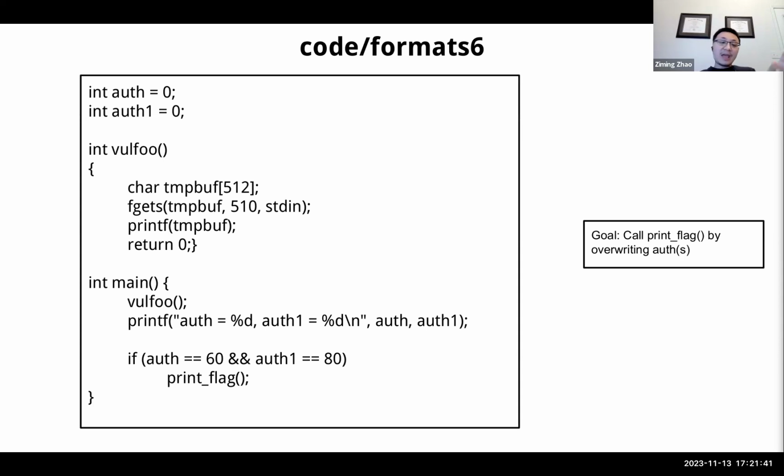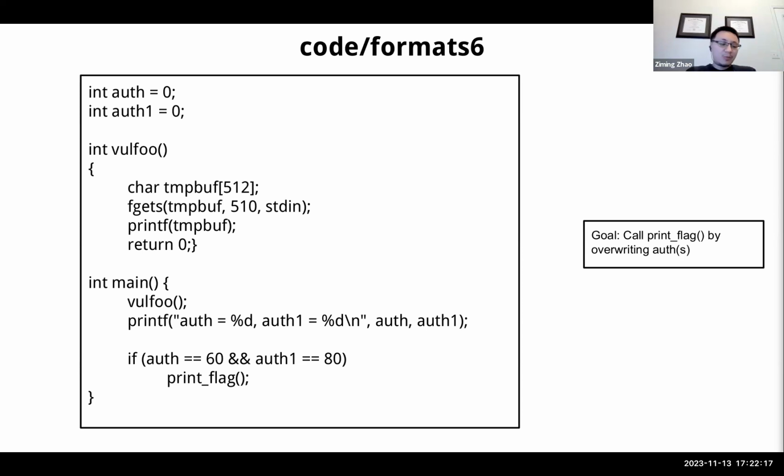No, but you can print out 60 bytes, then have a %n corresponding to the address of auth. Then auth will be updated to 60. Then after that, you print out another 20 bytes, right? After you print out another 20 bytes, you have another %n corresponding to auth1's address. Then in total, we have been printing out 80 bytes. That's why auth1 will be changed to the value 80.